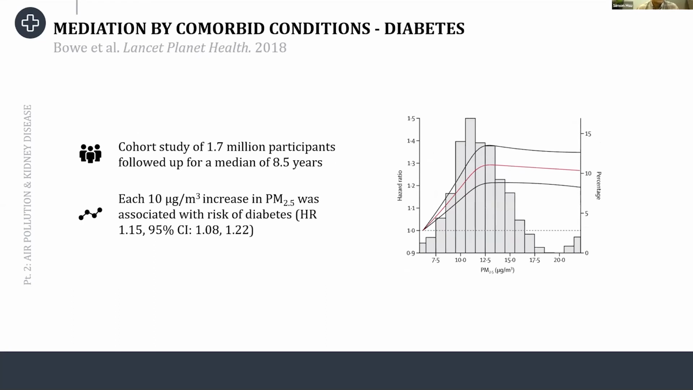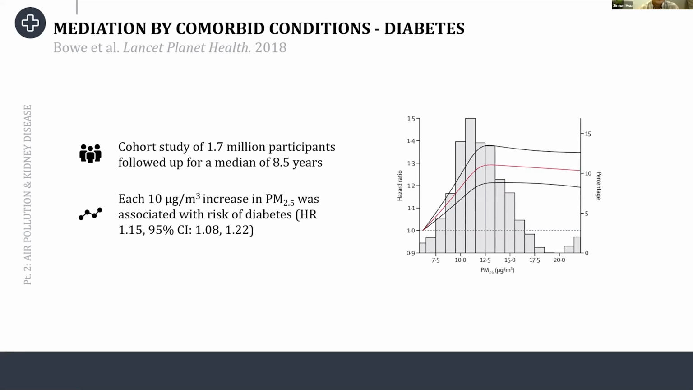This is another pretty important study in the Lancet Planetary Health published in 2018. It's a cohort study of 1.7 million participants followed up for a median of 8.5 years. Again, the main figure is on the right. The gray bars in the background are just the histogram of the distribution of fine particulate matter exposure. But the red line is the thing that you're interested in. The red line is the hazard ratio. So you can see that with increasing exposure to fine particulate matter, you have an increased hazard of diabetes.